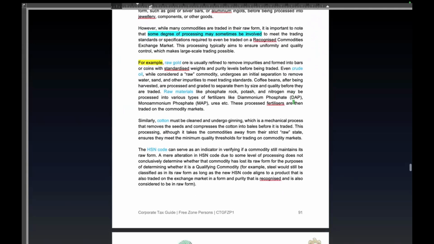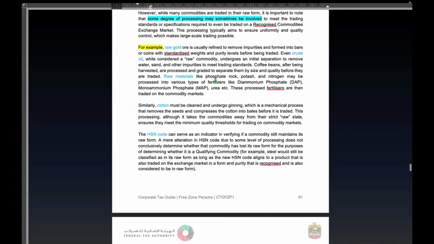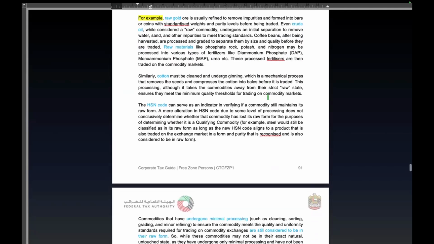Still, it will be considered in the raw form. And fertilizers like phosphate rock, potash, and nitrogen may be processed into various types of fertilizer like DAP and MAP. It will be considered that no value has been added. The commodities are in the raw form.